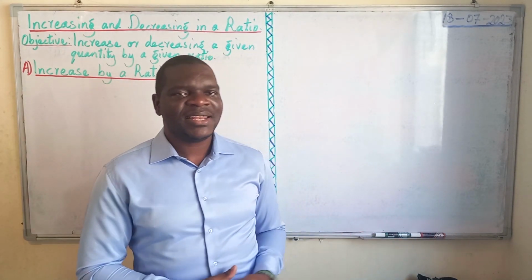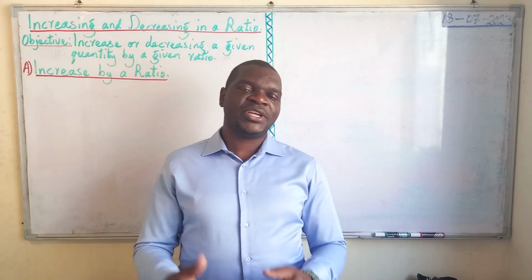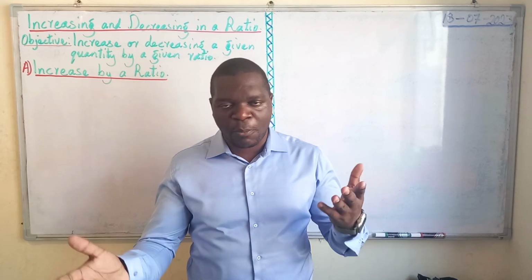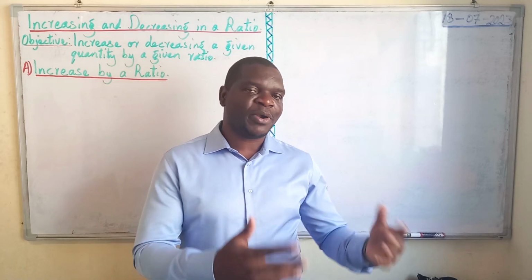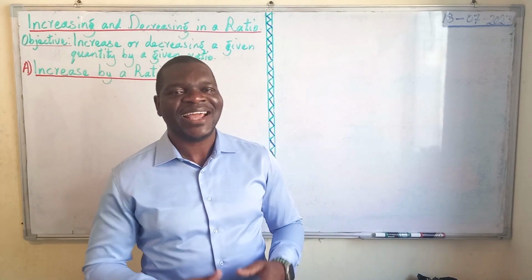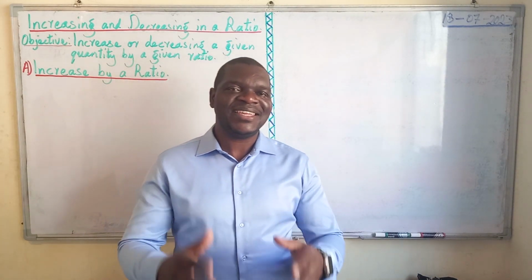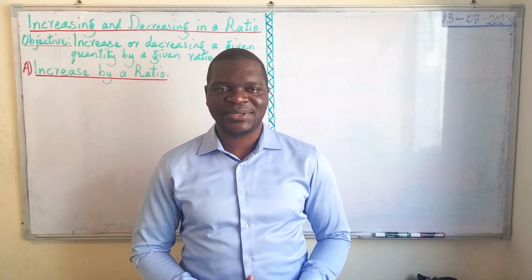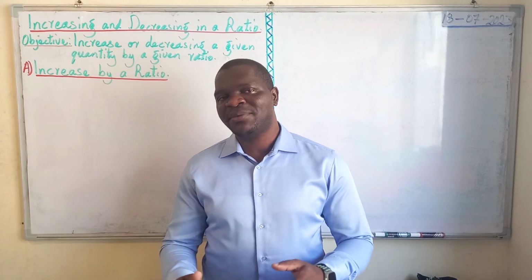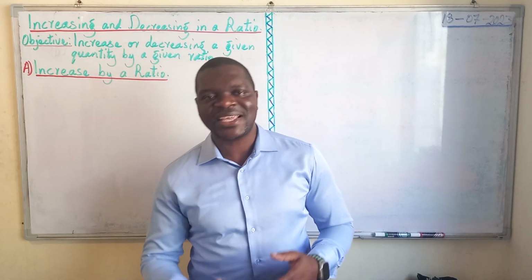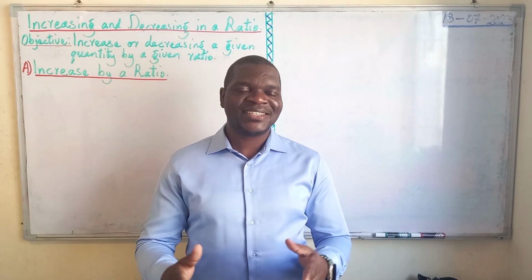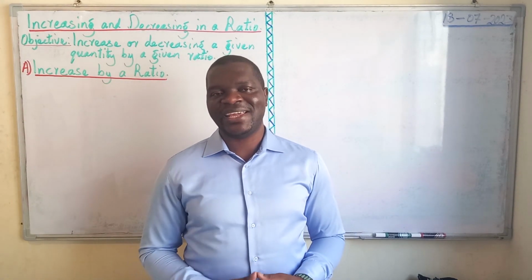In our last lesson, we discussed ratios and we started with how to simplify and equally to compare ratios. We promised you that today we're going to look at how to increase and decrease in a given ratio, and that is the third title of our lesson today. By the end of the lesson, we should be able to increase or decrease a given quantity by a given ratio. With this, we must have learned something by the end of the day.